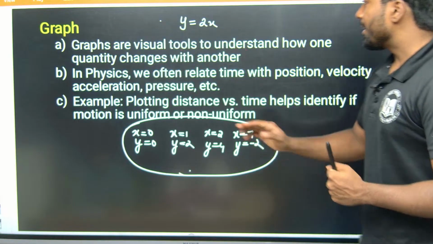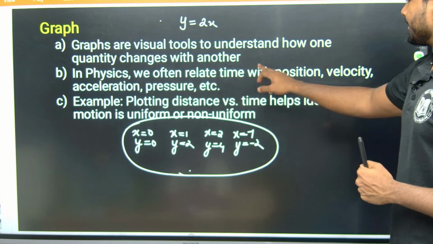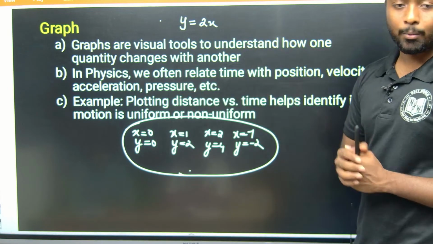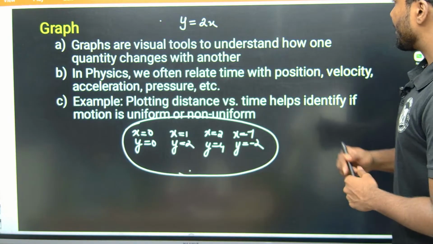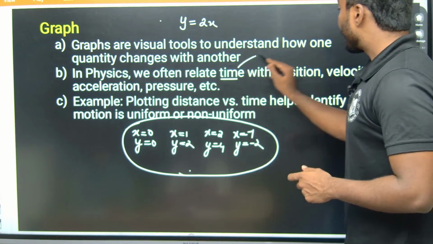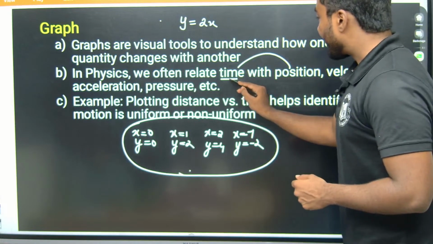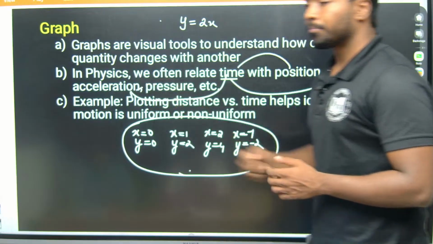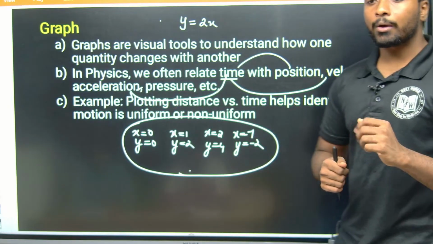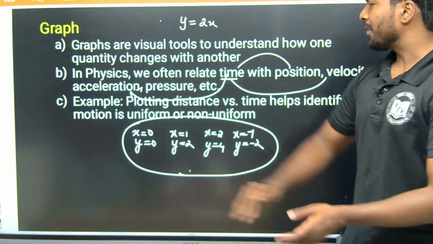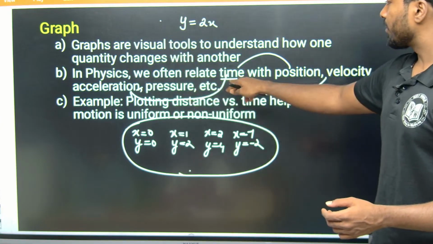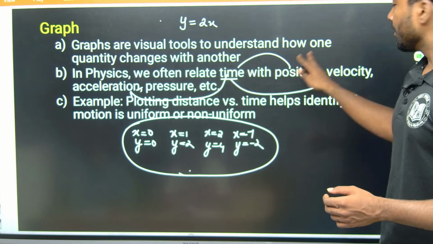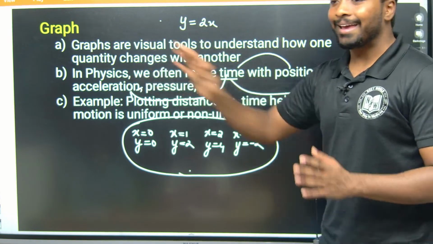In physics we often relate time with position, velocity, acceleration, pressure, and so on. If I take time, I will relate it with position, with velocity, and with acceleration. These are the main things we are going to see in this chapter. Leave aside pressure. We are going to concentrate on time versus position, time versus velocity, and time versus acceleration.